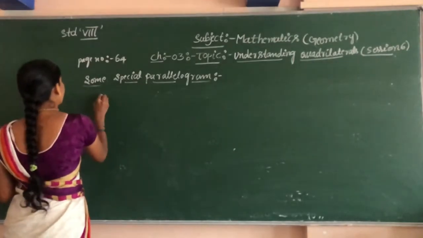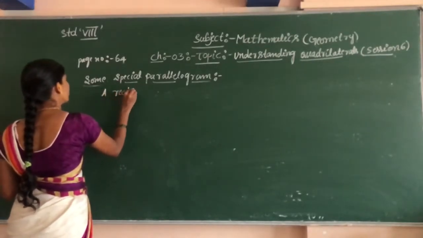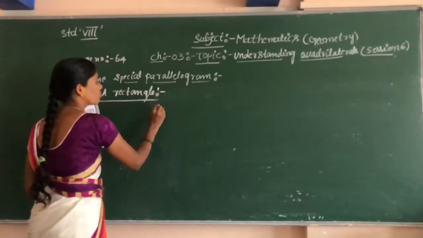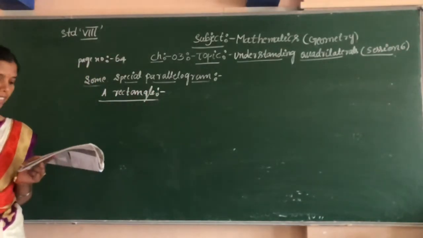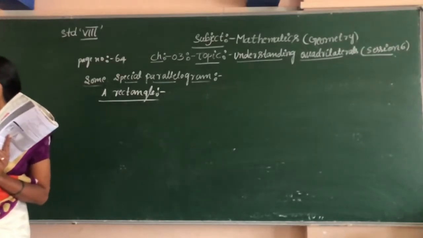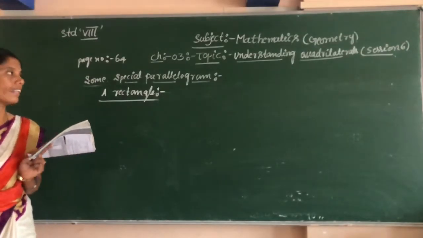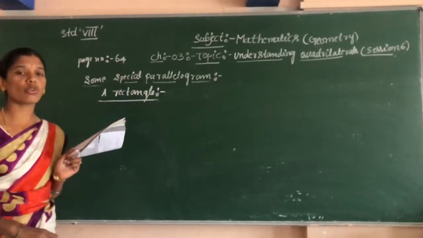Rectangle. Okay. I will explain the rectangle. I will give an example. So this is one of the doors, no? That is one of the rectangles. You see the blackboard. This is one of the rectangles.